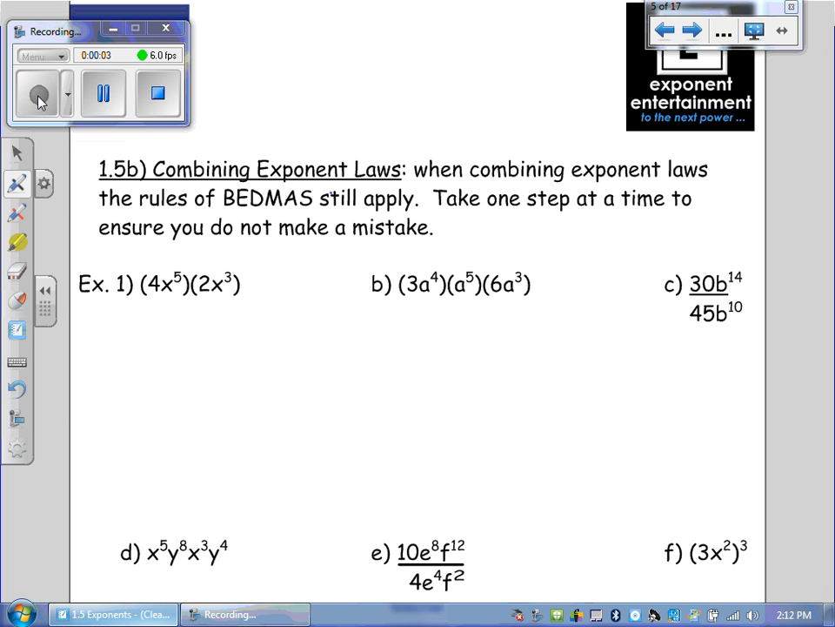So, all we're working on today is we're going off of things that we learned yesterday. We're just going to combine them and make them more complex and more difficult. So, we're going to take all the laws that we learned yesterday, like our product law and our quotient laws, and we're going to combine them all into massive formulas. First one, let's just jump right into examples.